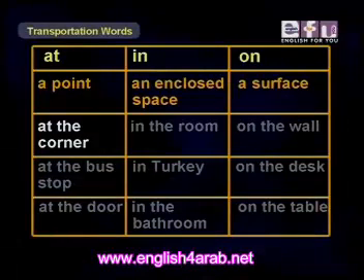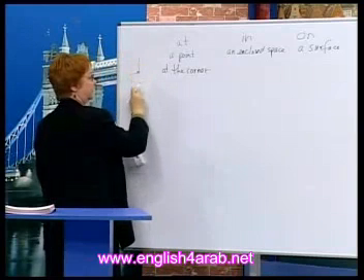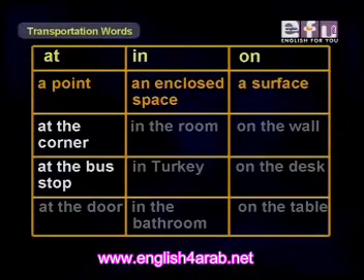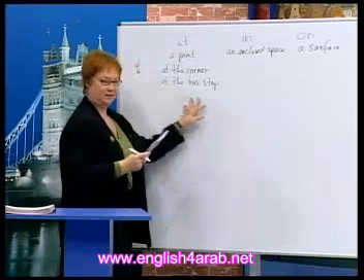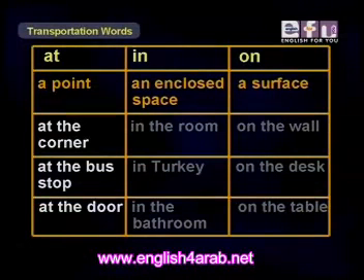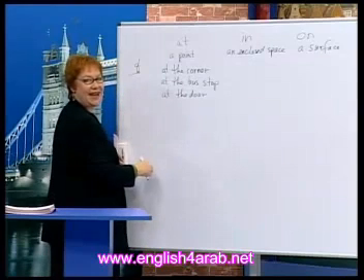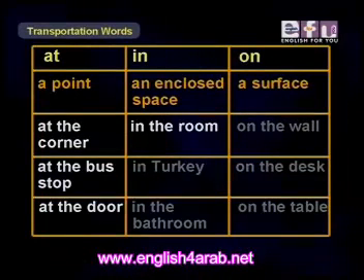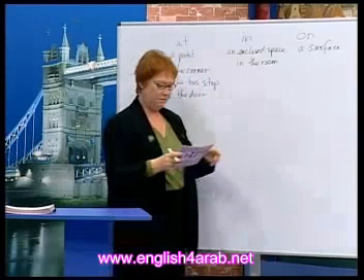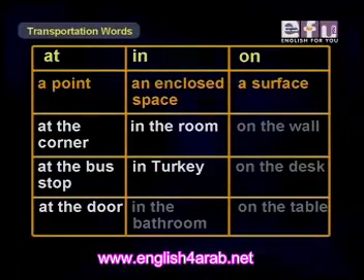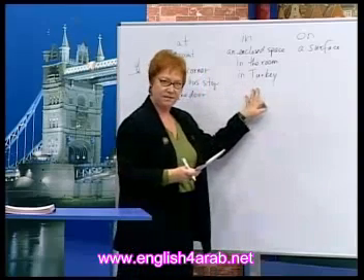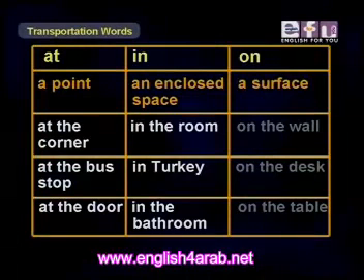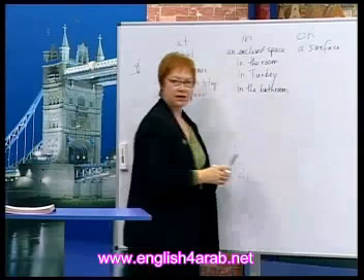So for example, we have at the corner. We saw this before, at the corner. At the bus stop. Here's the bus stop. At the bus stop. And at the door. Someone's at the door. Okay? Now, with in we have in the room. We are in the room. In Turkey. In a country. We saw this before. Or, again, another example, in the bathroom. Where is she? She's in the bathroom.